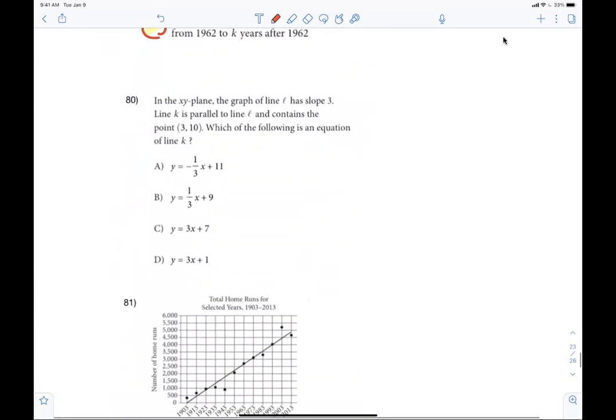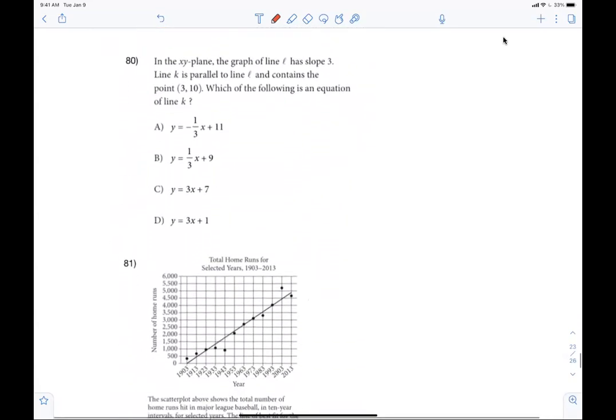All right, let's look at 80. What's the answer? So far I have a C. Anybody else? D, good. Anybody else? So in the XY plane, the graph of L has a slope of 3. Line K is parallel to L and contains the point 3, 10. Which of the following is the equation of K? Wow, that was depressing.